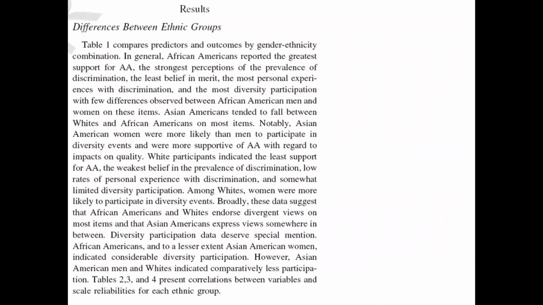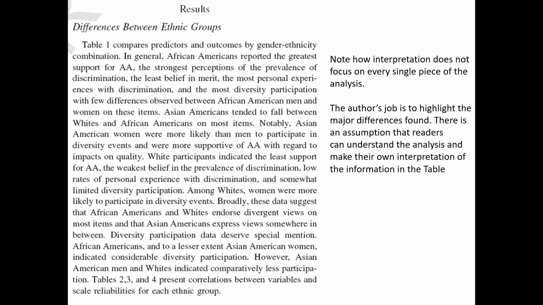And here are the results. The important thing is that the researcher always highlights the important results, the ones that are relevant to the hypotheses and the ones that are bigger and interesting, just to help people understand the whole story of the experiment and the paper. So broadly, these data suggest that African Americans and whites endorse divergent views on most items, and Asian Americans express views somewhere in between. No real surprise here.